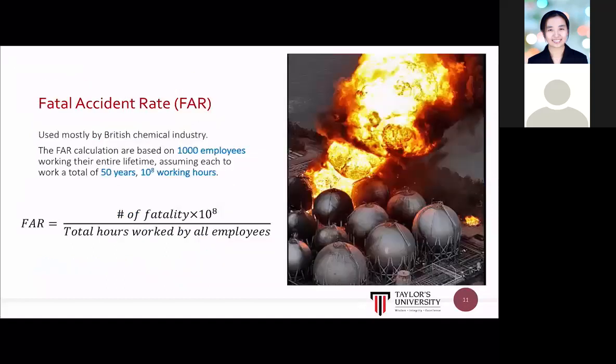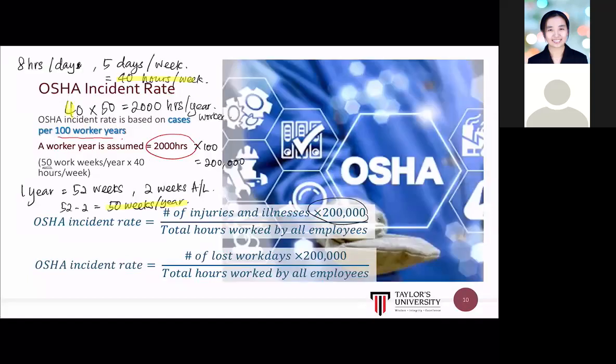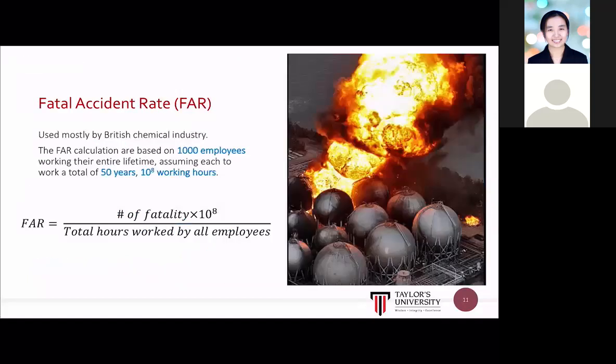Any questions here regarding this one? If no, then we go to the other calculations, the fatality rate. Fatal accident rate is mostly used by the British chemical industry, and instead of OSHA's incident count by 100 workers, FAR counts by 1,000 employees, and the calculation is slightly different because they assume a person works for 50 years.